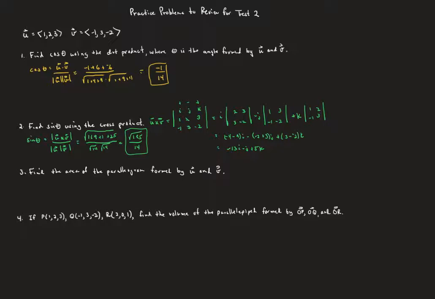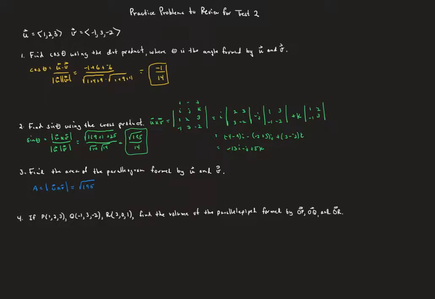So can we find the area of the parallelogram formed by vector u and vector v? So this, if you remember, is going to be that the area of our parallelogram is the magnitude of u cross v. And I think we already figured that out in trying to find the sine of theta. So that's going to be the square root of 195.